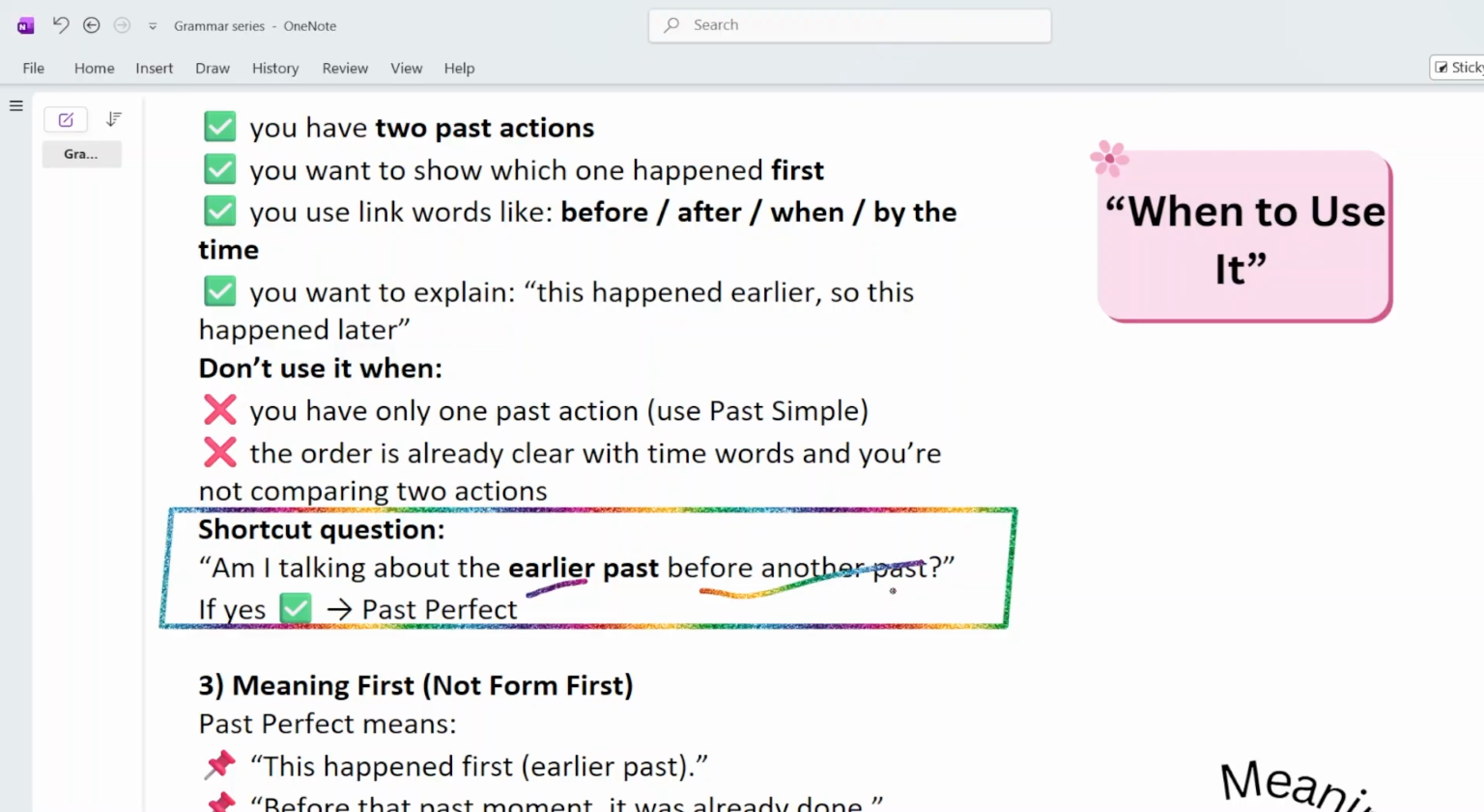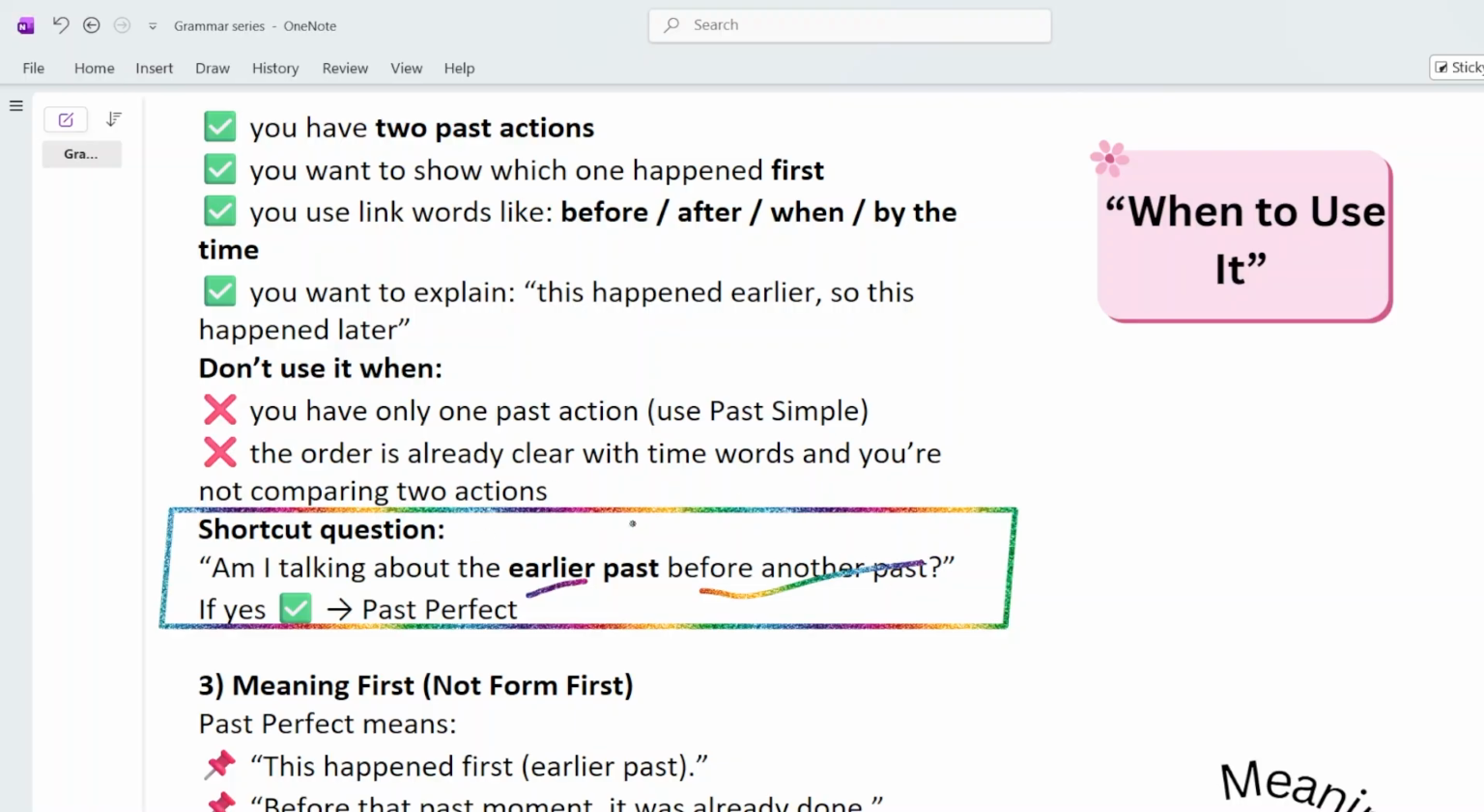Now, if you only have one past action, like "I went to the market yesterday," that is just simple past, done. But if you have two past actions, like "I reached home and then I ate my dinner," now we can show the order clearly here. That is, the person reached home and then he ate dinner, right? This is what is past perfect.